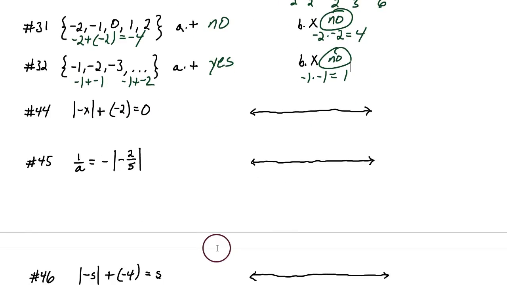Jumping to number 44, we're asked to solve an equation, then graph the answer on the number line. For this equation to turn out to equal 0, this expression must turn out to equal 2, because 2 plus -2 makes 0. So we know that the absolute value of -x has to equal 2. What could x be? Well, x could be 2 or -2.